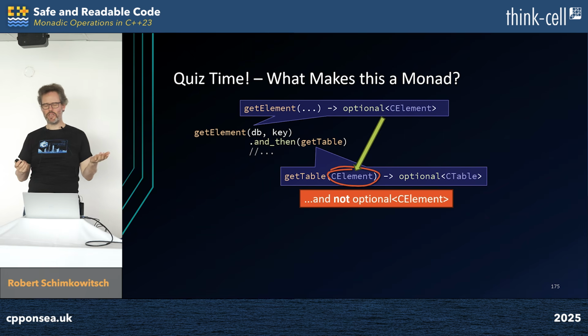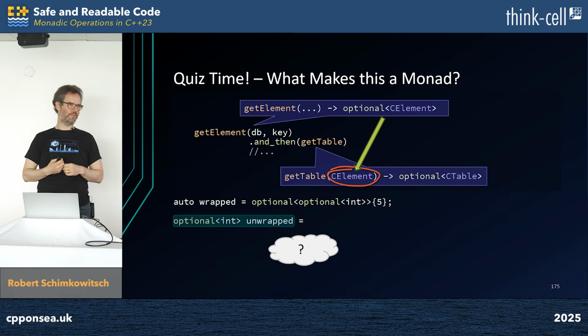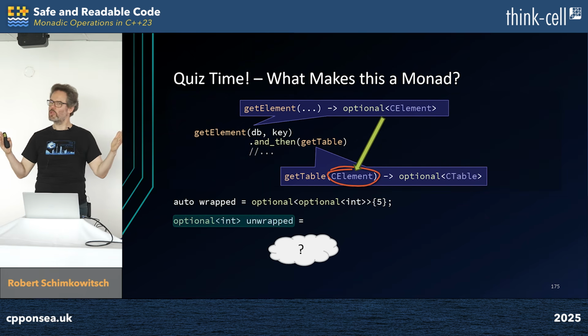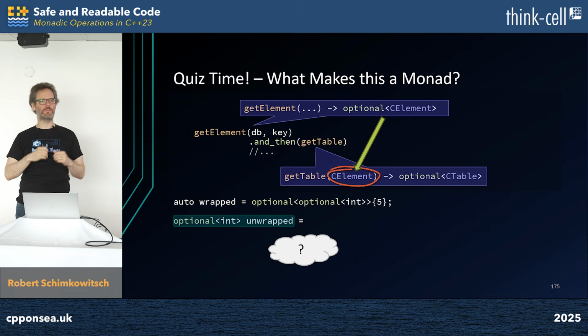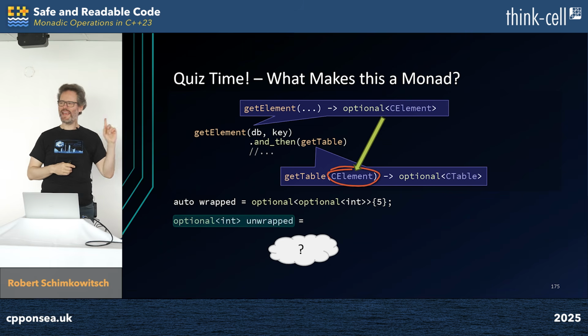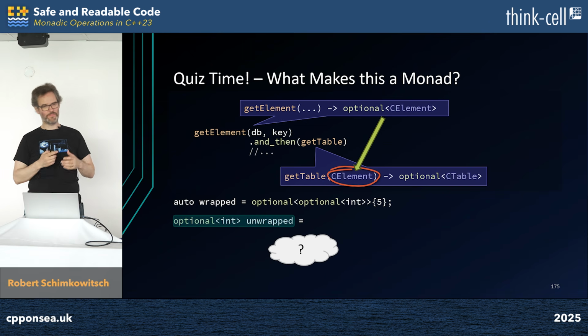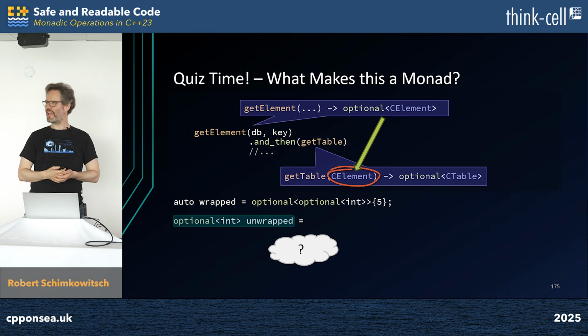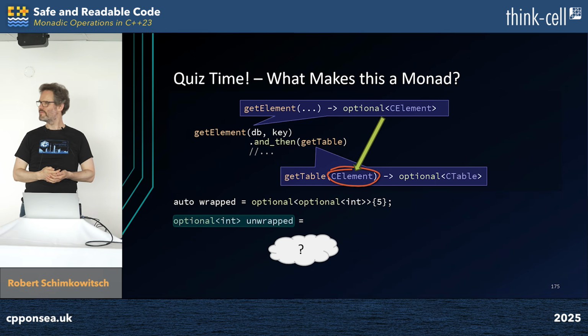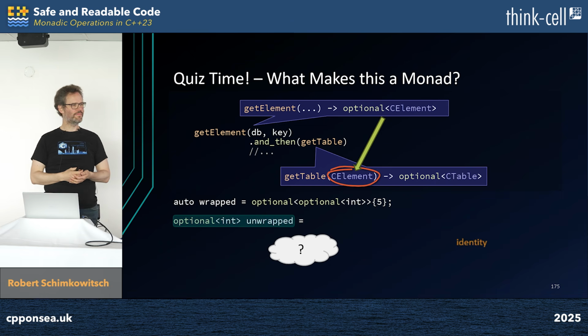Now, what would you do if we only wanted to join? So, for example, we have an optional of int, and we want to unwrap it. How could we do that? And there's no join function in optional by any name. Does anybody have a suggestion? And I'll give you a hint.